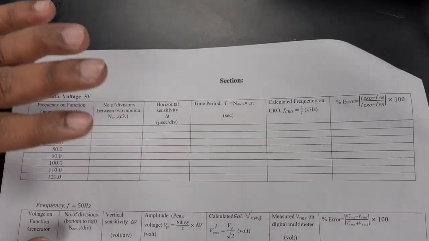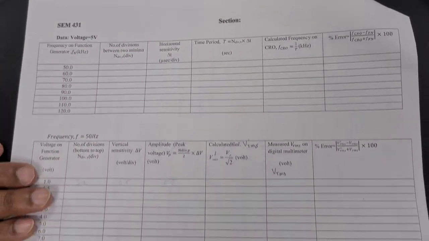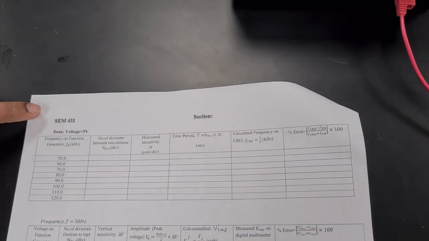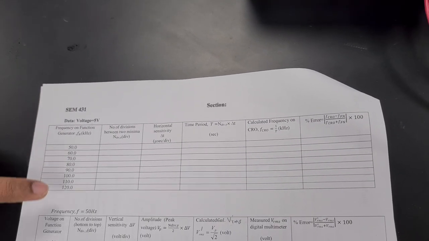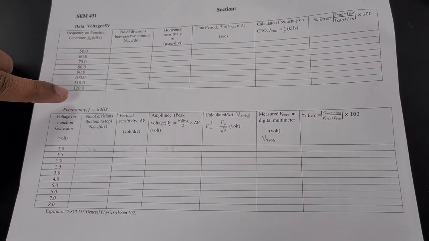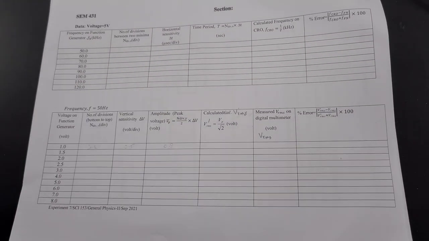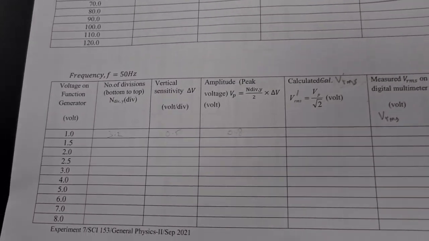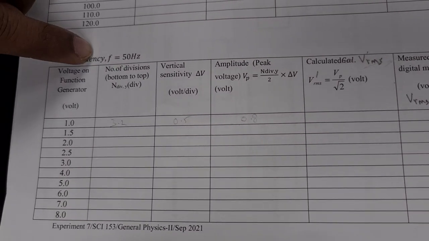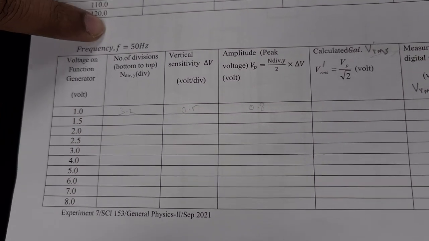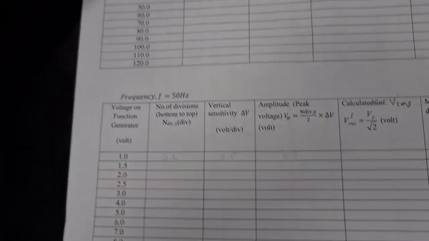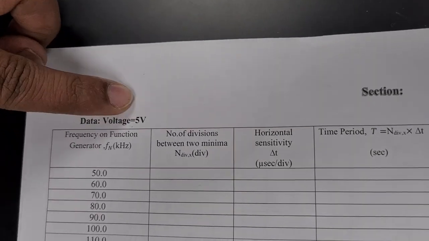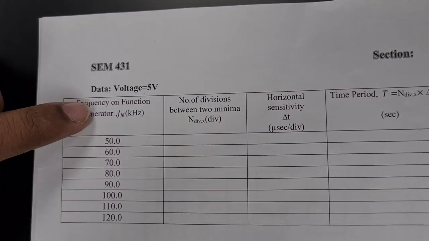What's the difference between the first table and the second table? In the first table, you are going to fix the voltage as a constant and change the frequency. But in the second table, you are going to fix the frequency as a constant value, and then change the voltage. You can see here, voltage is different. Likewise, in the first table, your voltage is fixed, but your frequency is different.